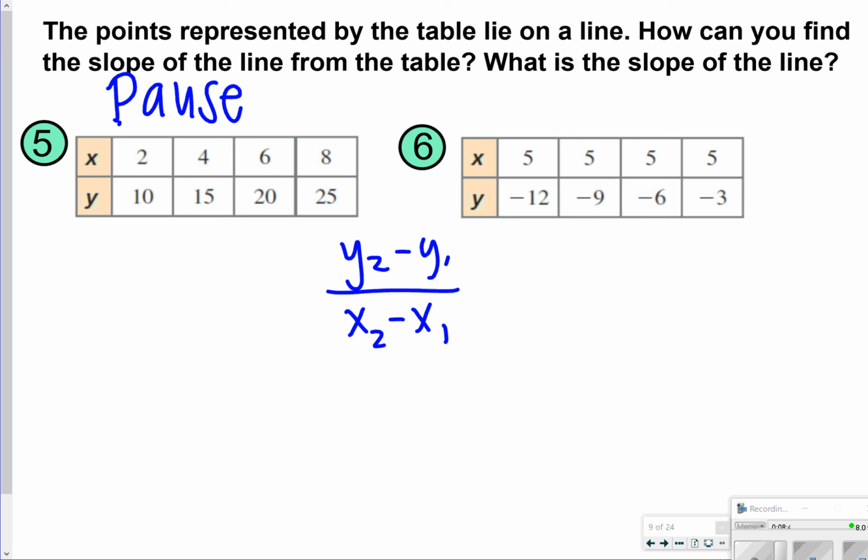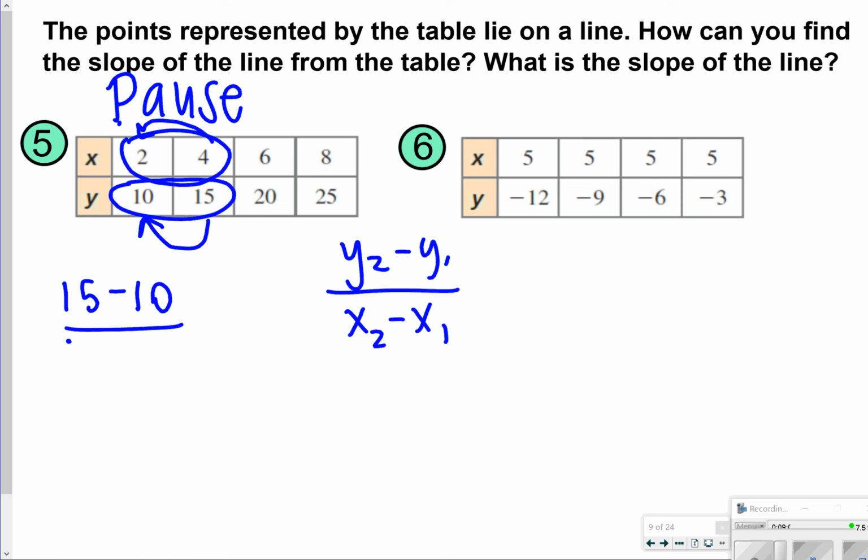Alright, so you did have to be careful here because notice now we have like a horizontal chart. So I selected for number 5 the first 2, so I'm going to do 15 minus 10 for my change in y's. And then for my changes in x's, I'm going to do the same order, 4 minus 2. Notice how 15 goes with 4 and 10 goes with 2. 15 minus 10 is 5. And then 4 minus 2 is 2. So my slope for this one would be 5 over 2. And that's how I found it because I did y2 minus y1 over x2 minus x1.